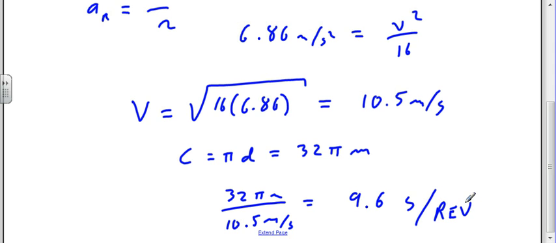And we wanted the answer to be the time needed for one revolution. Okay, so 9.6 seconds per revolution is all I need to do to have the gravity that big. Number 57.